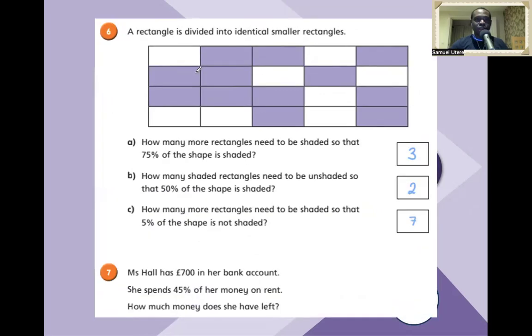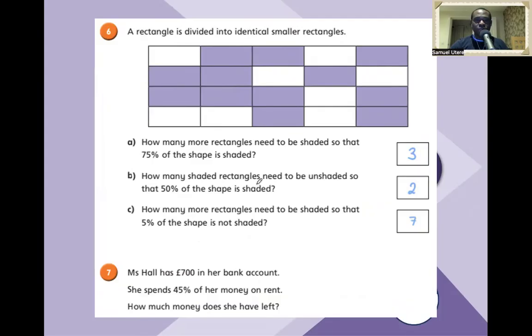So here you ask, how many more rectangles need to be shaded so that 75% of the shape is shaded? So 75% means 3/4. When you look, we have 1, 2, 3, 4, and then 1, 2, 3, 4, 5. So 4 by 5 is 20. 3/4 will be, we have to shade 3 more.